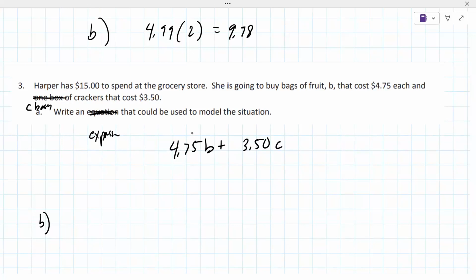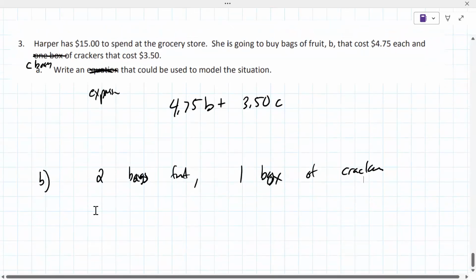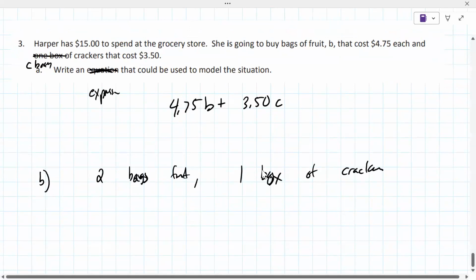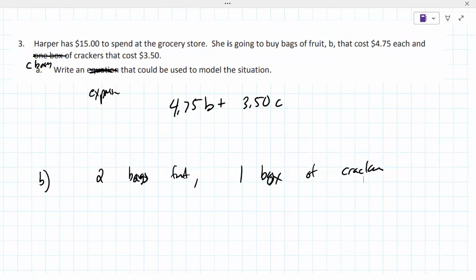All right, let's say in part B here, we want to know if she has enough money to buy 2 bags of fruit and 1 box of crackers. So how much does this cost, I guess, is what I'm looking for here. That costs $12, so she has enough. Okay, very good.